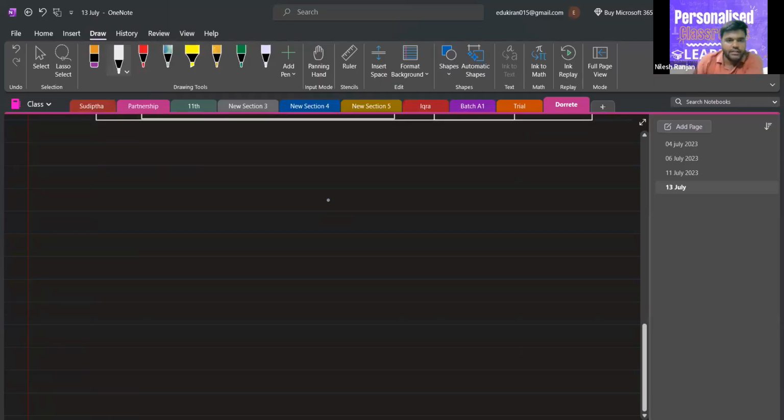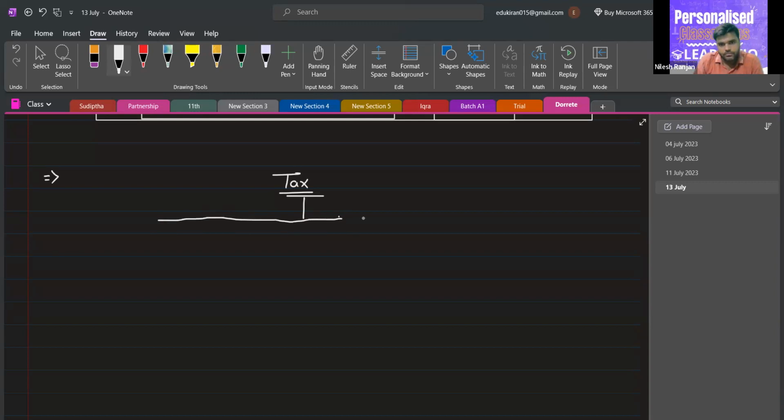So let's understand the concept of tax here. A little bit of tax you should understand so that you will be able to solve the questions of GST also. GST is included in your syllabus, yes or no? Yes, sir. There are two types of tax. One is direct tax, and the second is indirect tax.